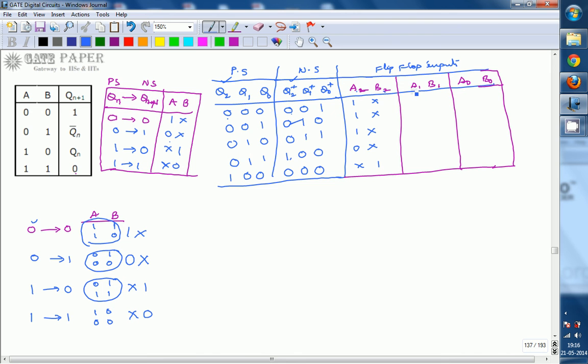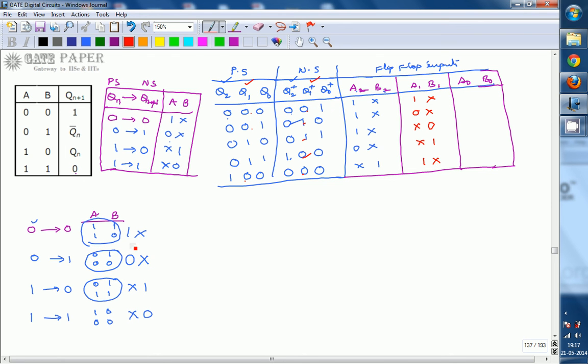Next A1 B1. You must check only Q1 and Q1 plus, because A1 B1 are the inputs of the Q1 flip flop. So 0 to 0 transition is 1x. Next, the 0 1 transition is 0x. Next, the 1 1 transition is x0. Next, the 1 0 transition is x1. Next, the 0 0 transition is 1x. So this is what you get for A1 B1.